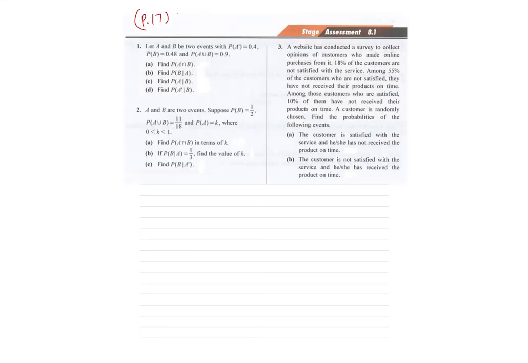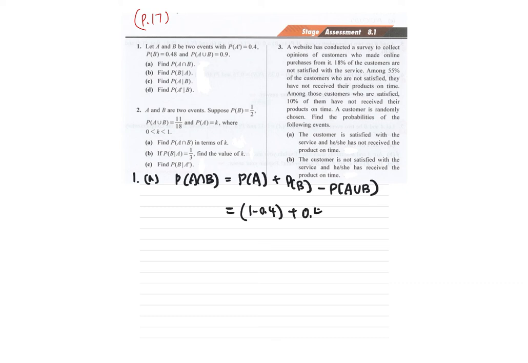Let's look at page 17 for the stage assessment. For question number 1, part A, you have to find the probability of A intersect B, which is probability of A plus probability of B minus the probability of A union B. So the first one is 1 minus 0.4, and then plus 0.48, and then minus 0.9. In this case, it is 0.18.